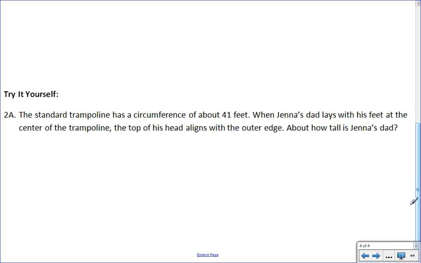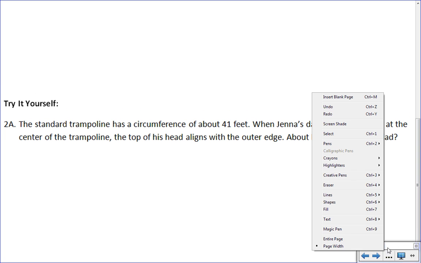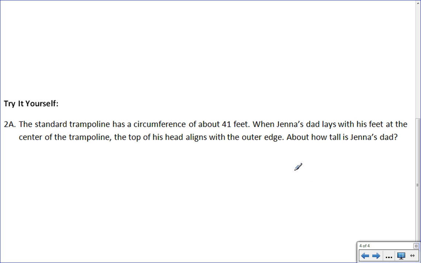For the last try it yourself problem, you're going to do something similar. So pause the video, work through that problem. When you're ready to check your answer, press play. Okay, for this one, how tall is Jenna's dad? You should have gotten about 6.5 feet tall.